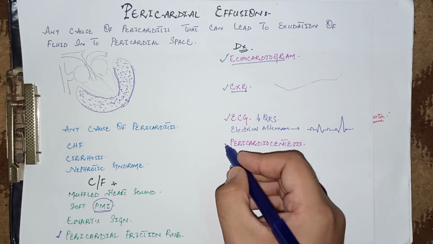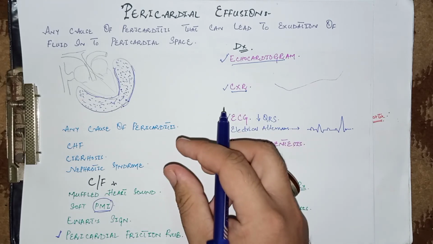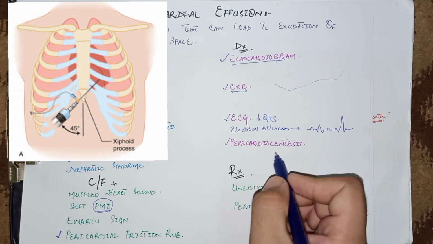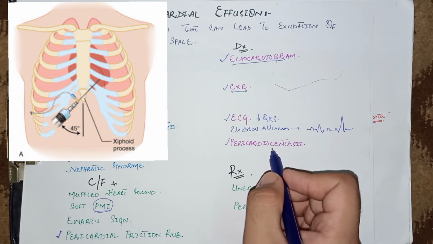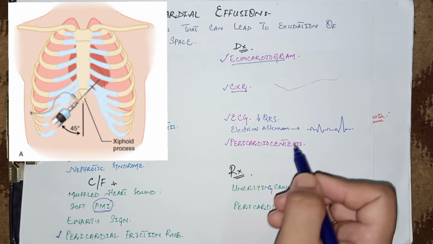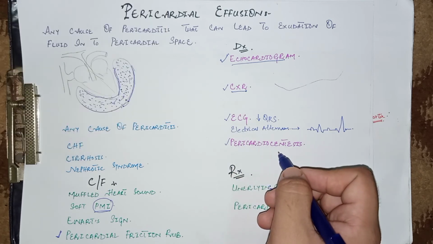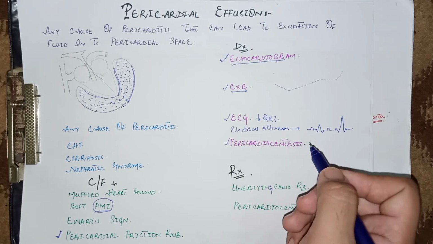The other diagnostic investigation is pericardiocentesis, that is removal of some fluid from this pericardial space for diagnostic purposes, in order to check the proteins, glucose, cell counts, differential cytology, specific gravity, and hematocrit of the fluid taken for diagnostic purposes.